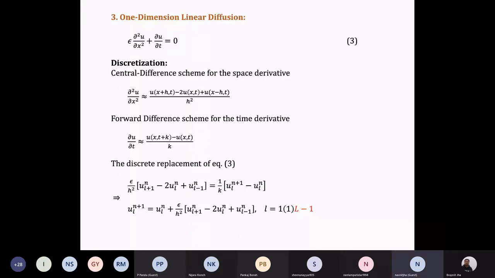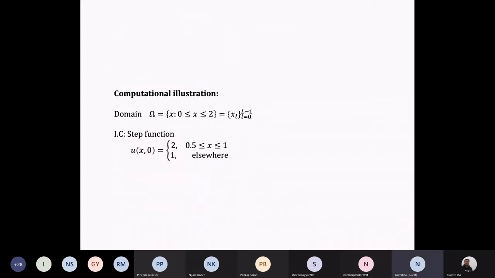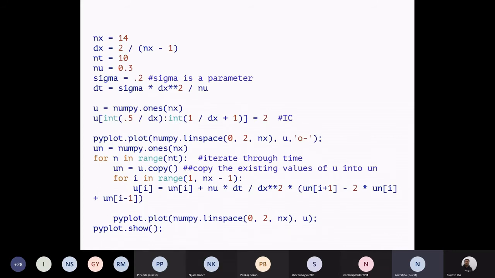Now just write the code which evaluates this. Again, same domain, 0 to 2. The step function is also exactly the same as what I took earlier. I am just going to write a code for it. All the codes are exactly the same except the for loop code is changed here. It is u_i plus nu dt by dx square times u_(i+1) minus 2 u_i plus u_(i-1). Very simple.